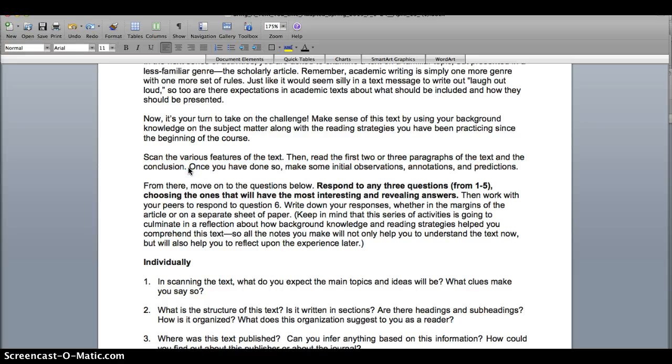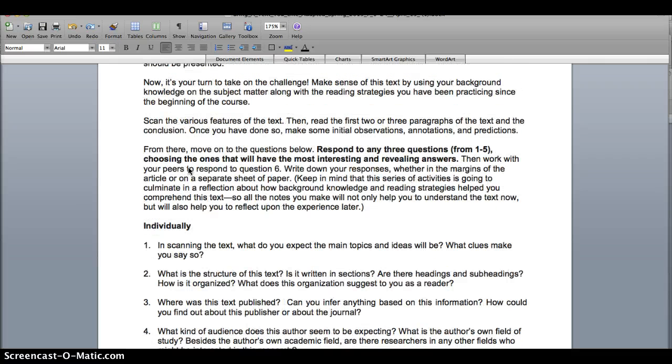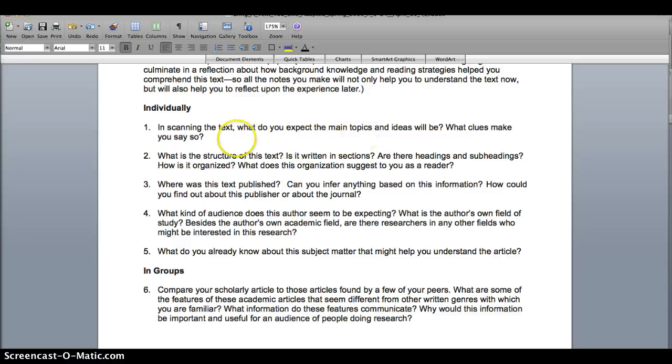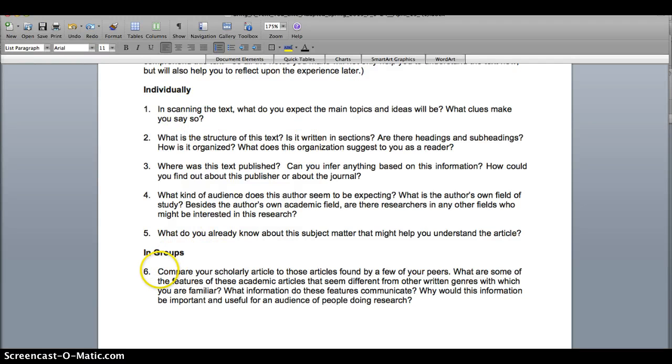After you have scanned the text, just given it a first preview, look at some of these questions down here, and I'm asking you to try at least three. Do more if you have time. Don't worry too much about the notes. Just jot down notes that will help you understand, either on this handout or on a separate sheet of paper. And then be ready to share what you have found out with some peers in a group for number six.